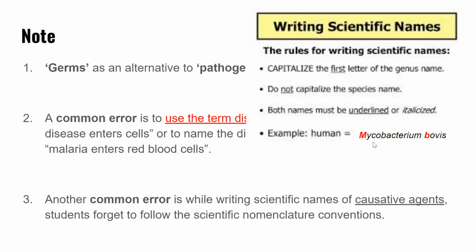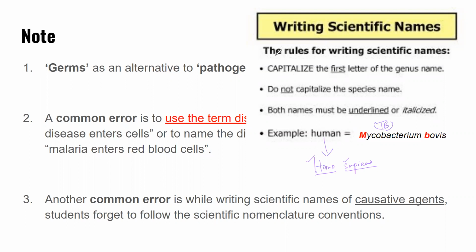Here I have given an example of TB bacteria, but you can also see another example of how I'm writing the scientific name of human. The human scientific name is Homo sapiens. I'm underlining them because it is handwritten. H is capital, S is small. There is a space between the two names and they are underlined separately. And this is for tuberculosis bacteria.